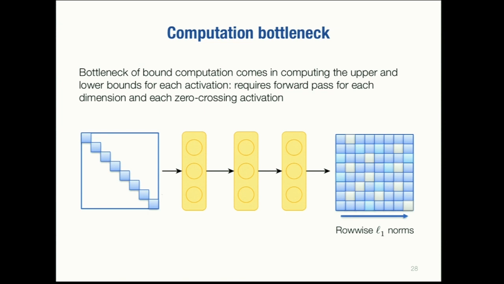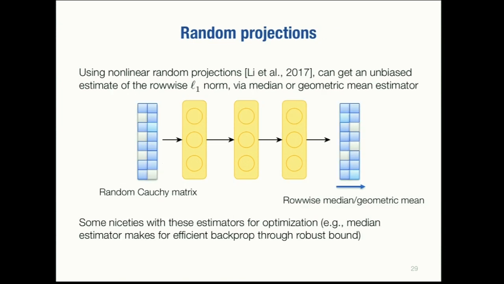So what we do is use a technique from random projections, namely nonlinear random projections, to compute an unbiased estimate of the row-wise L1 norm via a median or a geometric mean estimator. Instead of the identity, you feed a random Cauchy matrix into the network, and instead of computing row-wise L1 norms, you compute row-wise medians or geometric means. That gives you an unbiased estimate of the L1 norm of these row vectors, and you can use that to compute either a probabilistic bound or an approximation, an unbiased estimate of the actual bound, and we use that at least at training time. For testing, you have to actually compute a real bound, but at training time, which is the big bottleneck, you can use these estimates to speed up training substantially.